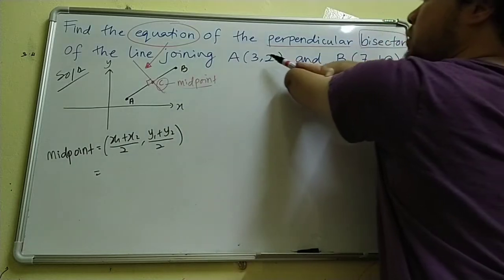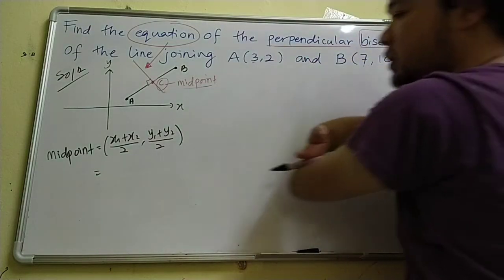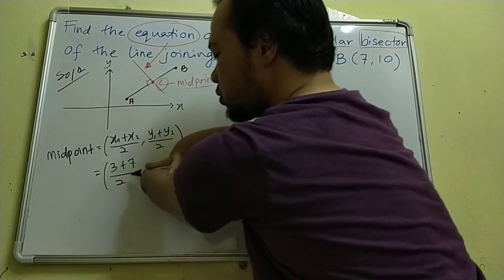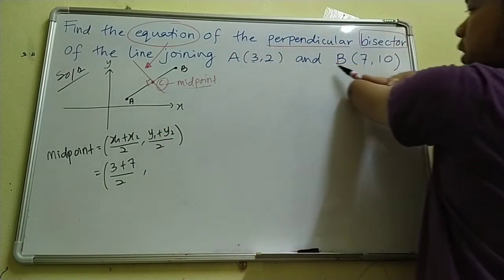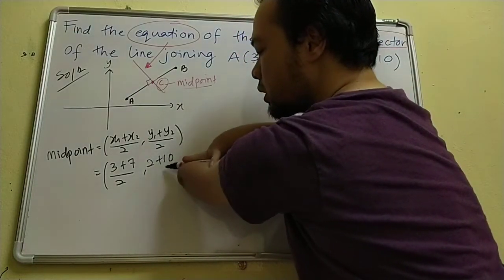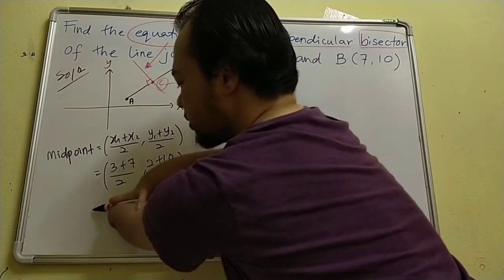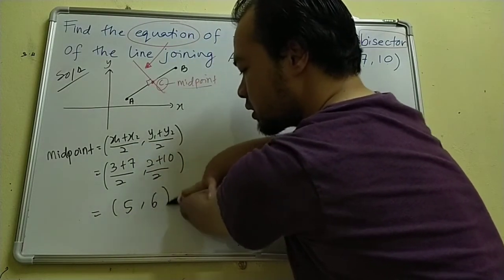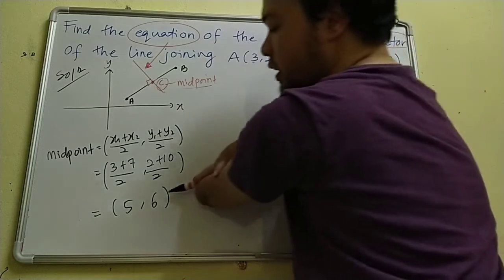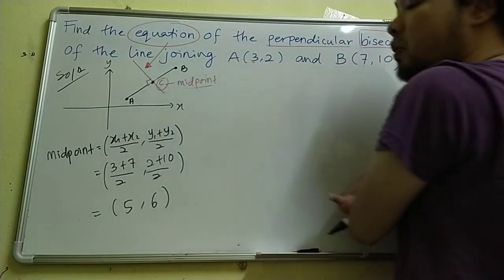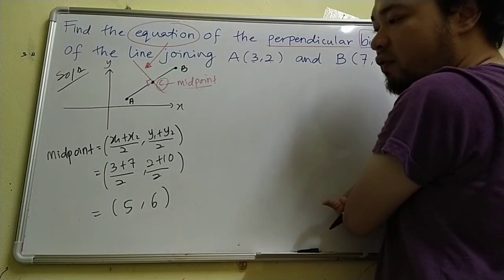So use this 3 and 7, so (3 plus 7) divided by 2. Another one, 2 and 10, so (2 plus 10) divided by 2. So our midpoint is 5 and 6. This is our midpoint here, point C. So our coordinate for C is (5, 6).